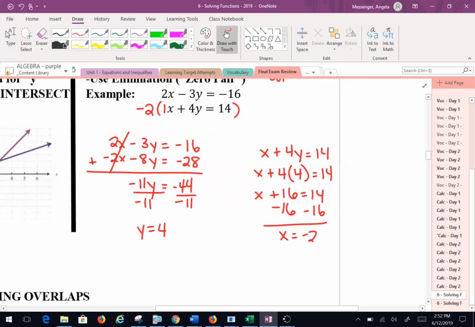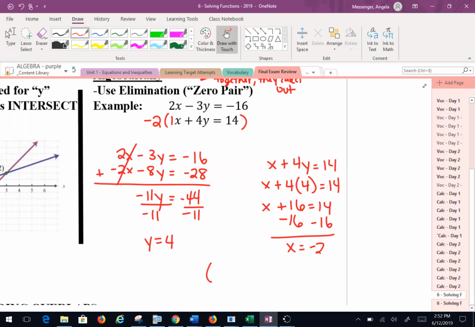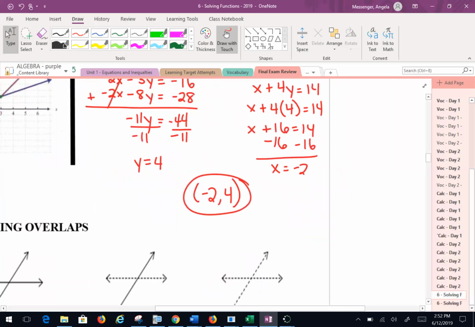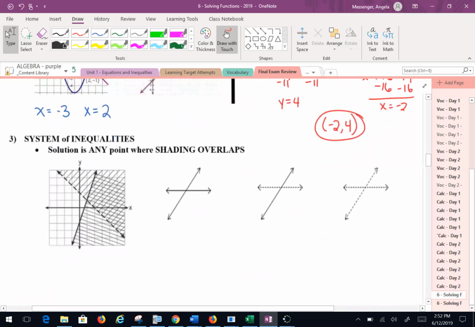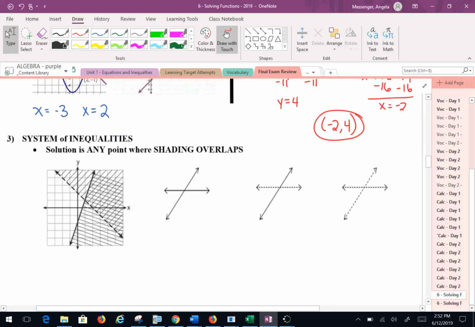So my final answer, remember, is an ordered pair, x comma y. So my final answer is -2, 4. If it was a context situation, you obviously want to address it in context, meaning this is what x stands for, this is what y stands for, okay? Negative wouldn't make sense in context.